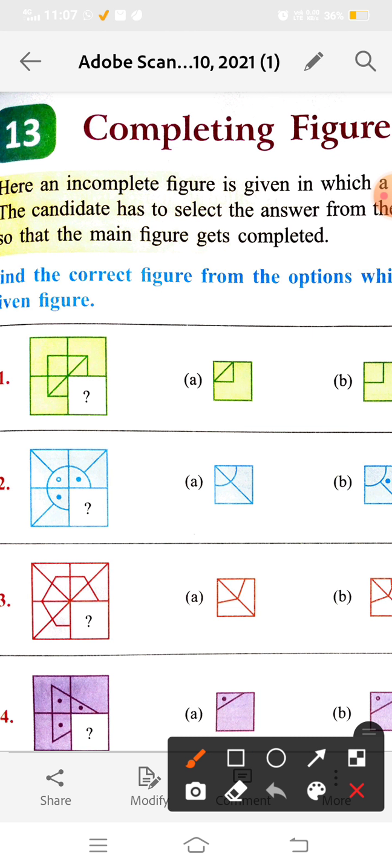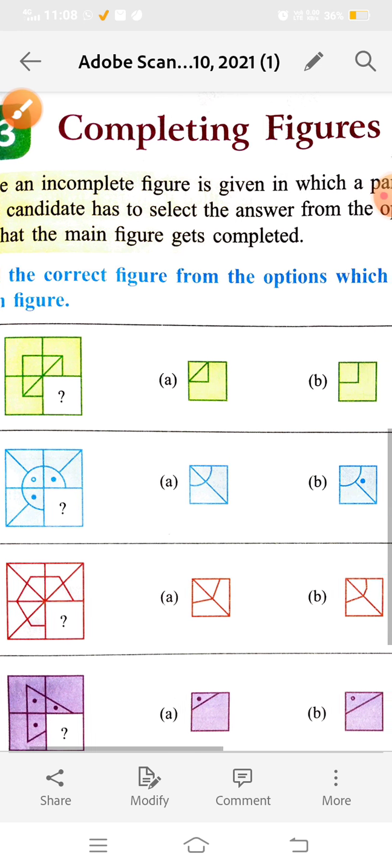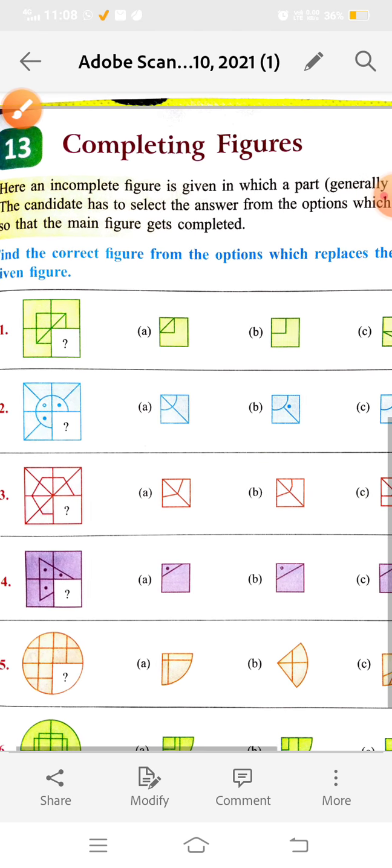See here in the small square, what you are seeing, that opposite sides are the same. So opposite side of this blank figure should be like this. Okay, so we have to find out this type of portion. So which should be our right answer?